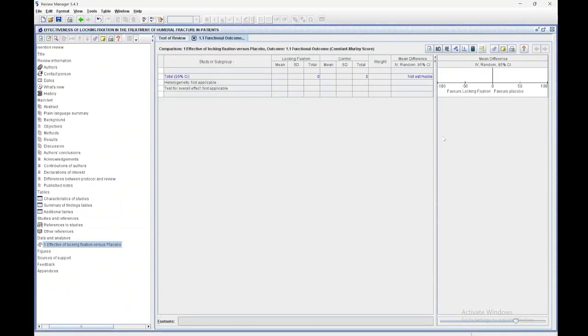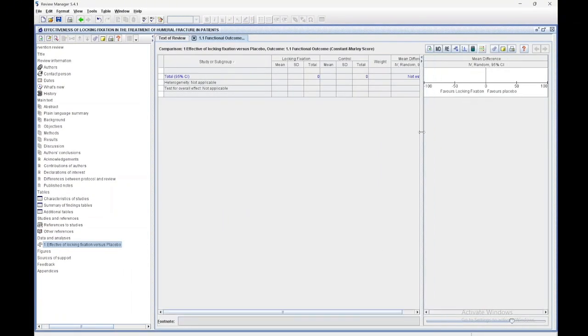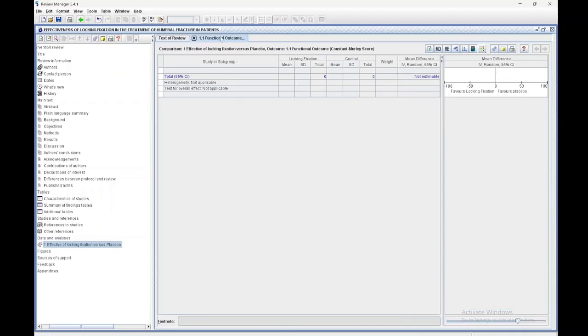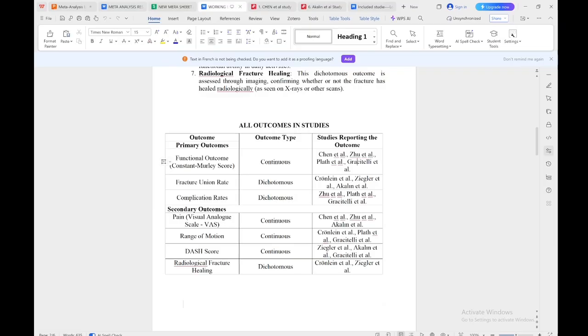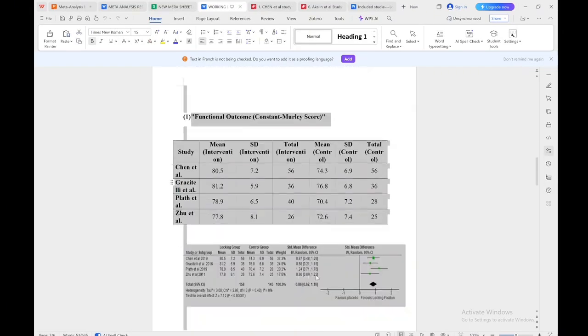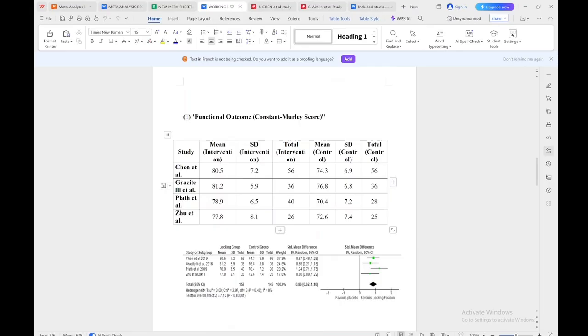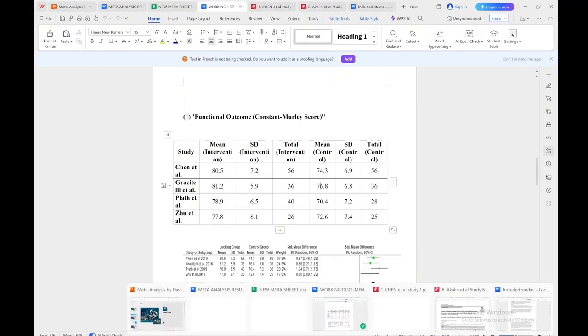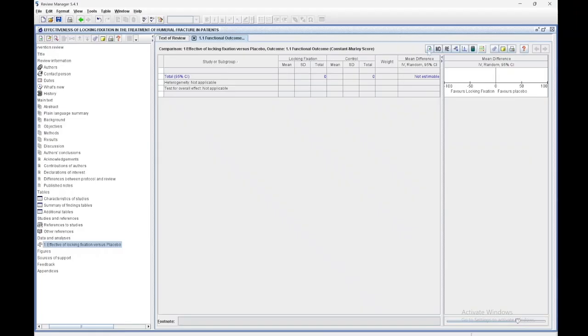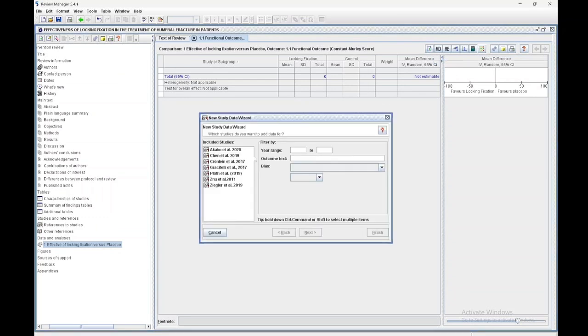Now, what I'm going to quickly do without wasting so much time is enter the studies that are actually comparing functional outcome as a measure, versus placebo. I've already drafted that out, not to waste so much time. We've got Chan et al., Gracite, Platt, and Zhu. Now, how do we bring these studies in? The next thing we'll do is come back here. We'll click on this plus arrow. Let me explain this interface a bit. This is where we add studies. When I click on it, it gives me an avenue to add studies.